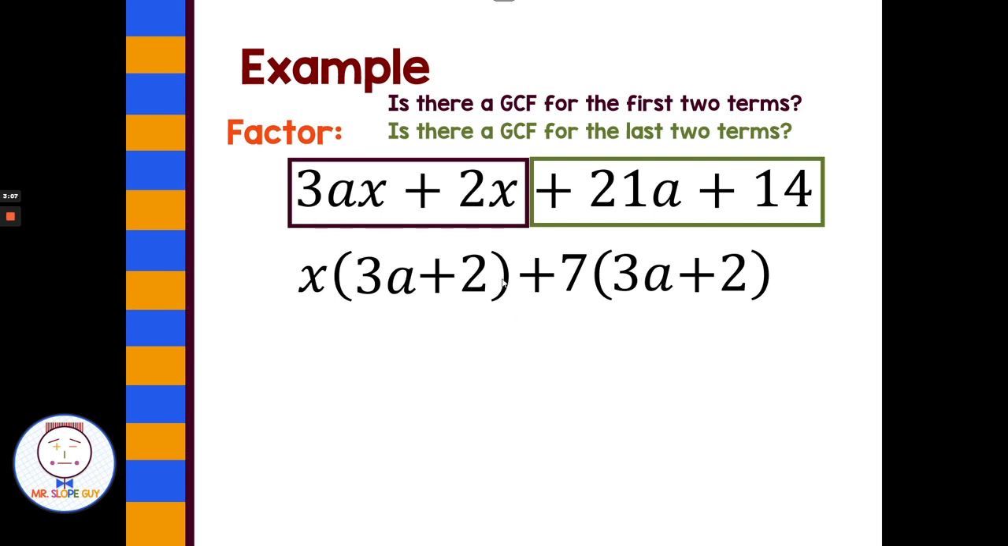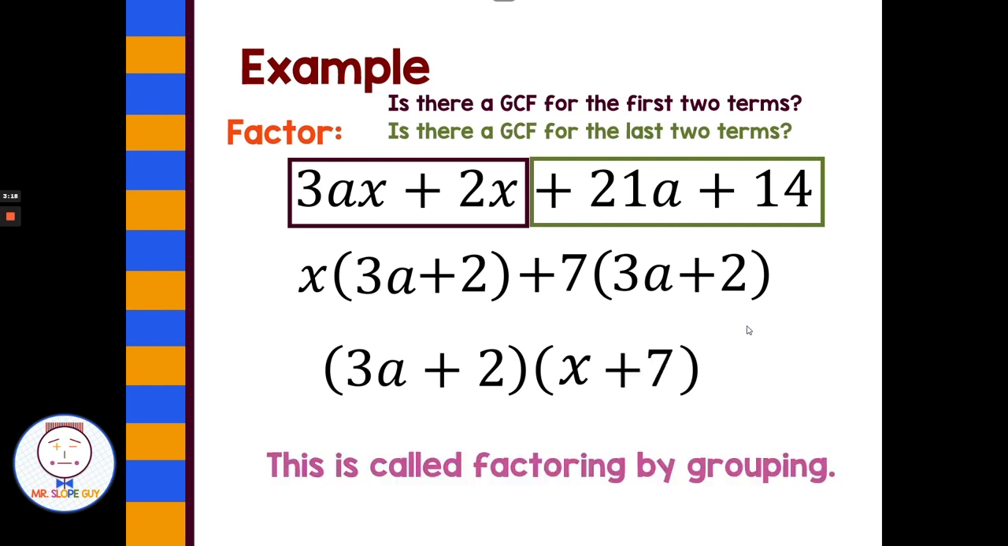And this is the great part about factoring by grouping. If I have the same term, then I can pull that out as a GCF. And I'm left with x plus 7. This is called factor by grouping.